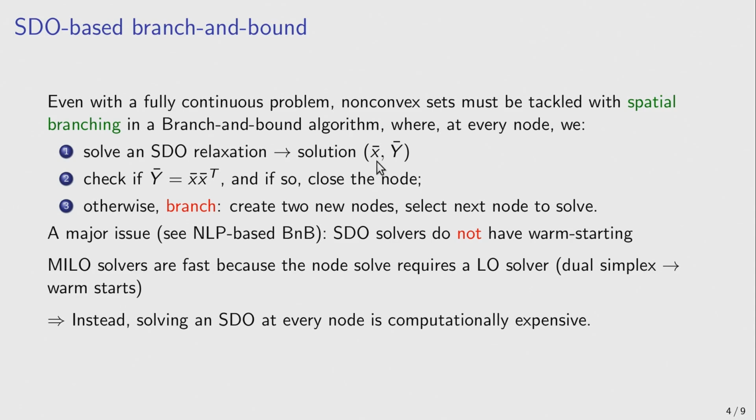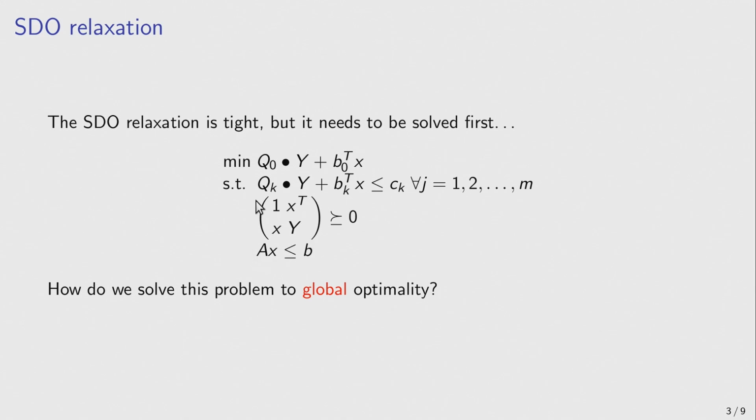We get a solution which we call X bar and Y bar. If Y bar is equal to X bar times X bar transposed, that means that the constraint that we relaxed before and turned into a positive semi-definiteness constraint is actually satisfied. So the solution you have is feasible for the original problem. You discard the node. Yes?